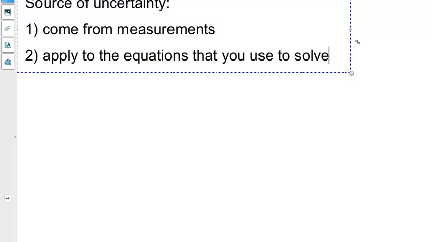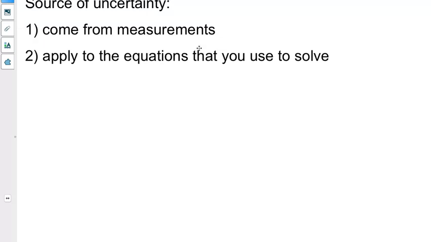All right, so sources of uncertainty come from measurements, and they apply to the equations that you use to solve. So this may not seem like it's saying much, but it actually is saying much. What that means is the following.